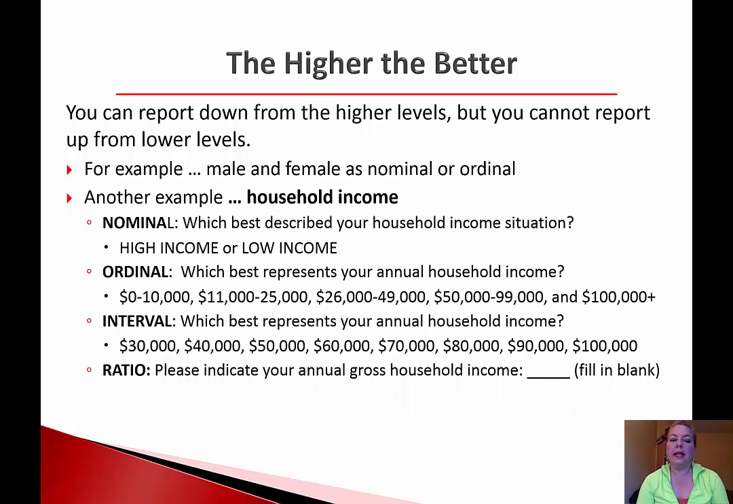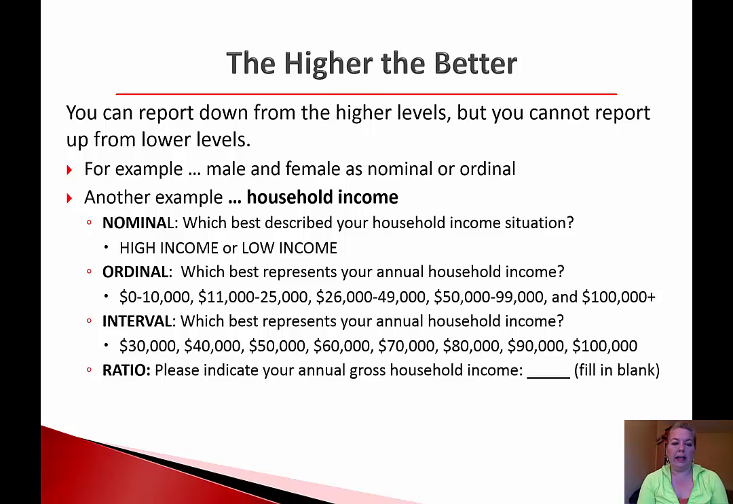Another example, household income. If you asked it in terms of nominal data, the most you could say is, which best describes your household income situation? High income or low income? That's as good as it gets with nominal data. Most of us would probably know not to do that, and maybe in some studies that would be enough. But if you ask at any of the higher levels, you can always boil it down to high and low if your reporting calls for that.